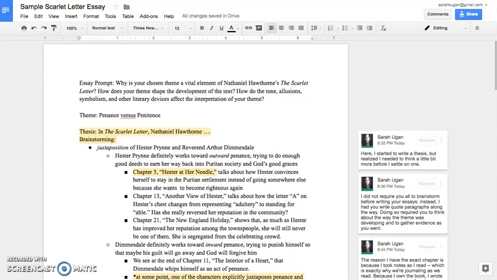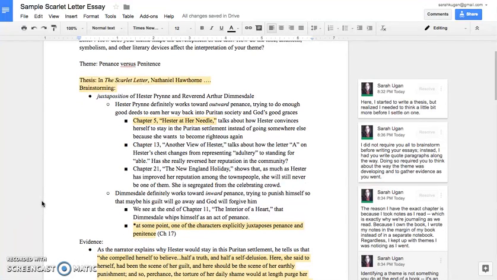I'm working with the running essay prompt: why is your chosen theme a vital element of Nathaniel Hawthorne's The Scarlet Letter? How does your theme shape the development of the text? How did the tone, allusion, symbolism, and other literary devices affect the interpretation of your theme? By the time you get to writing your essay, I may have a more developed essay prompt, but that's what we're working with for now.